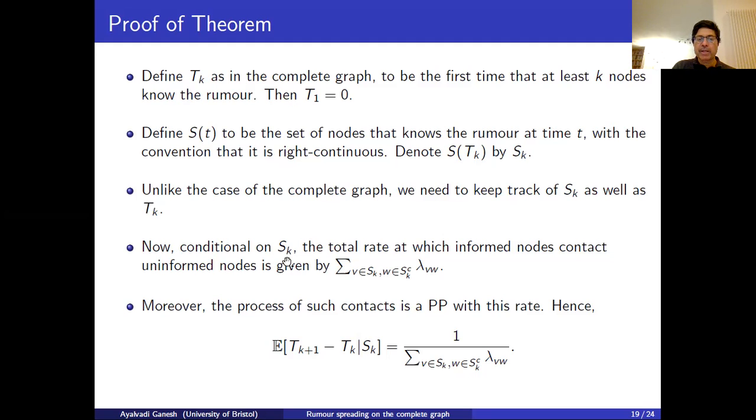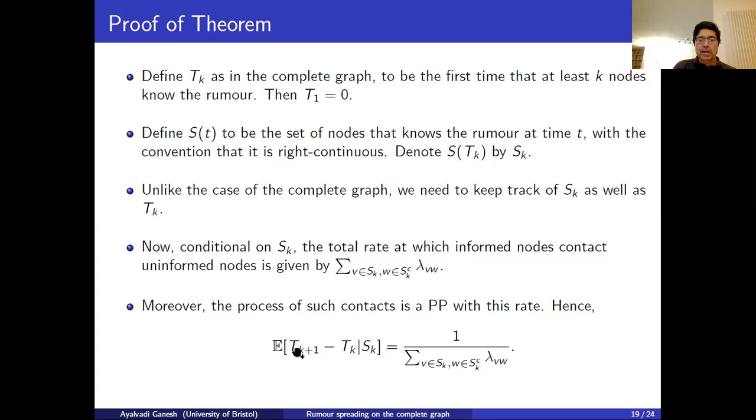But first, conditional on Sk, if I tell you what Sk is, what's the total rate at which nodes which know the Rumour contact nodes that don't know the Rumour? Sk is the set of nodes that know the Rumour. Sk complement is the set that does not, and lambda VW is the rate at which vertex V contacts vertex W. So you have to add this up over all pairs of vertices where V knows the Rumour and W doesn't, right? So you have to take the sum of this over all V in Sk and W in Sk complement.